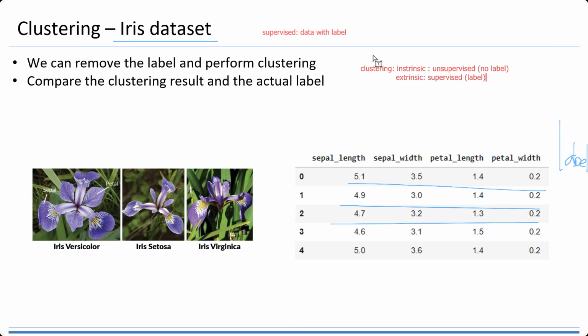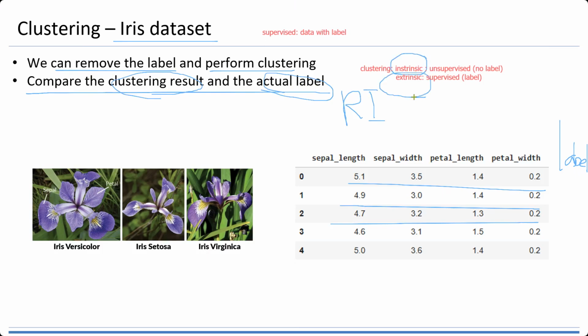Now with the IRIS dataset, we can perform the clustering. And before we perform the clustering, we can remove the label. So you know, when we do the data pre-processing, we can remove the column. And after we remove the column, we can perform the clustering and compare the clustering result and the actual label. So we can use the RI or the RAND index to check whether the clustering is good or not. So we can perform both of them, intrinsic and extrinsic.